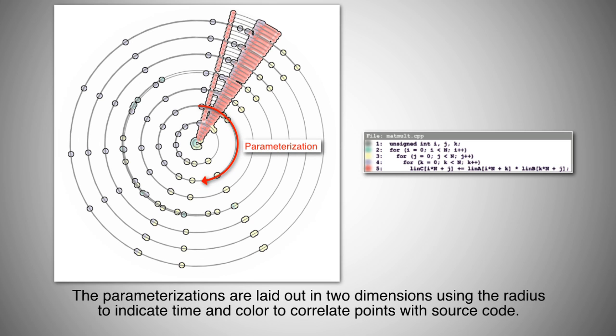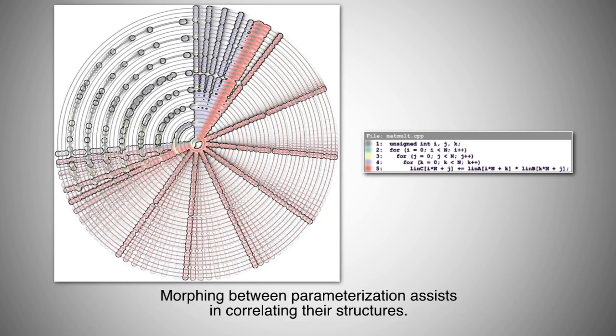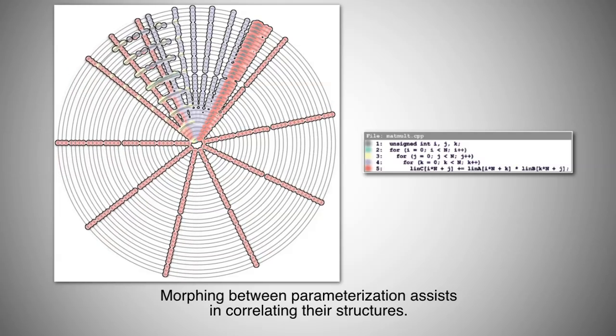The parameterizations are laid out in 2 dimensions, using the radius to indicate time and color to correlate points with source code. Morphing between parameterizations assists in correlating their structures.